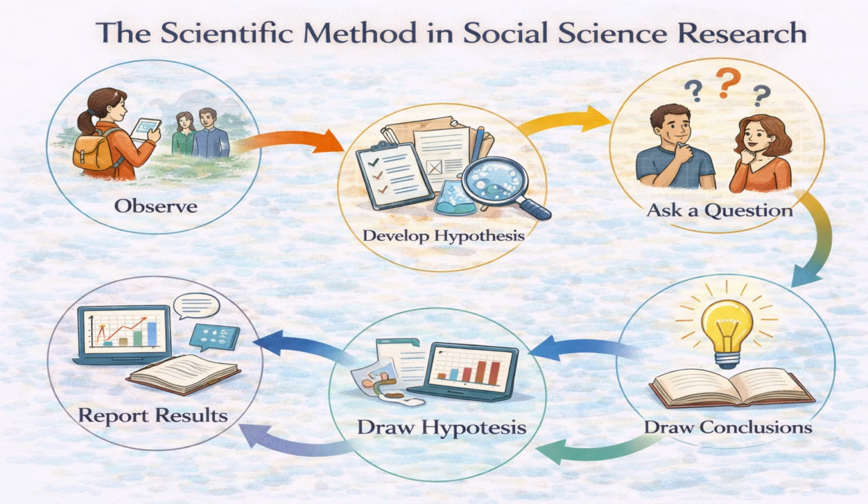The social science method involves making observations, drawing a hypothesis from those observations, asking questions to test the hypothesis, drawing conclusions from the data we collect, drawing another hypothesis to explain our data, and then reporting the results.